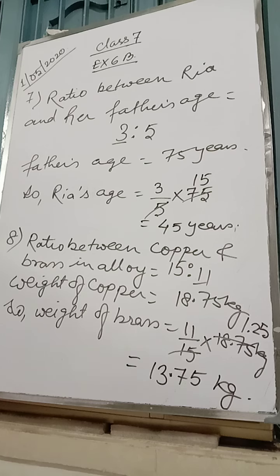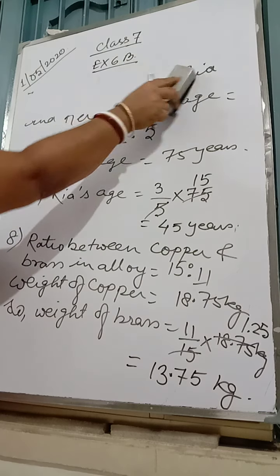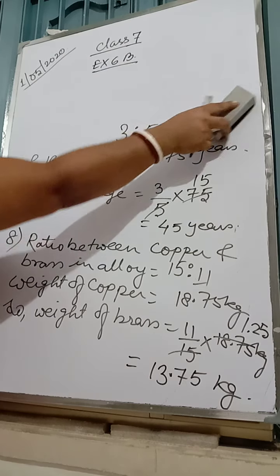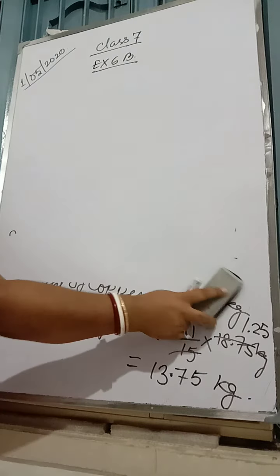In a colony, 3 out of every 10 children wear spectacles. If there are 800 children in the colony, how many children do not wear spectacles? If 3 out of 10 wear, then how many do not wear? 7 do not wear.